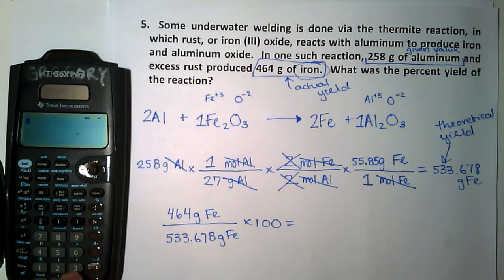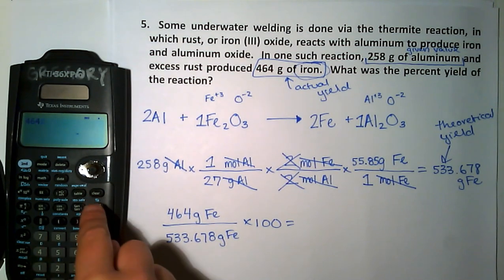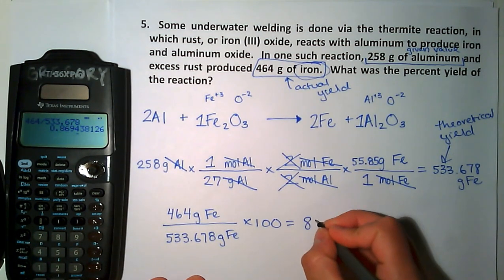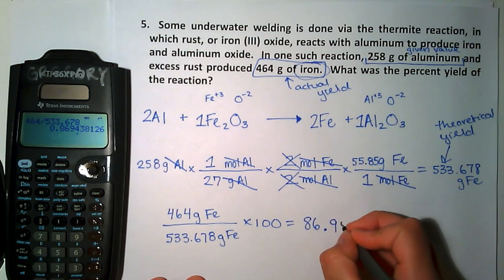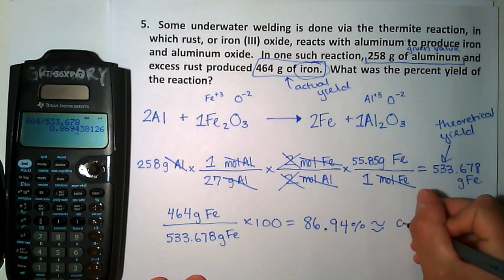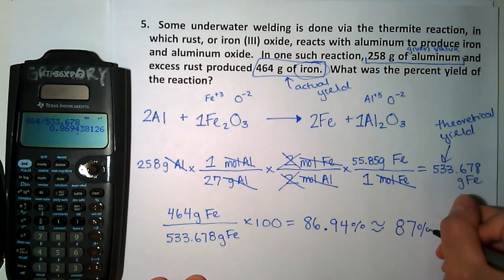So let's see, we have 464 divided by 533.678. That gives us about an 86.94% yield, and we are going to round that to an 87% yield.